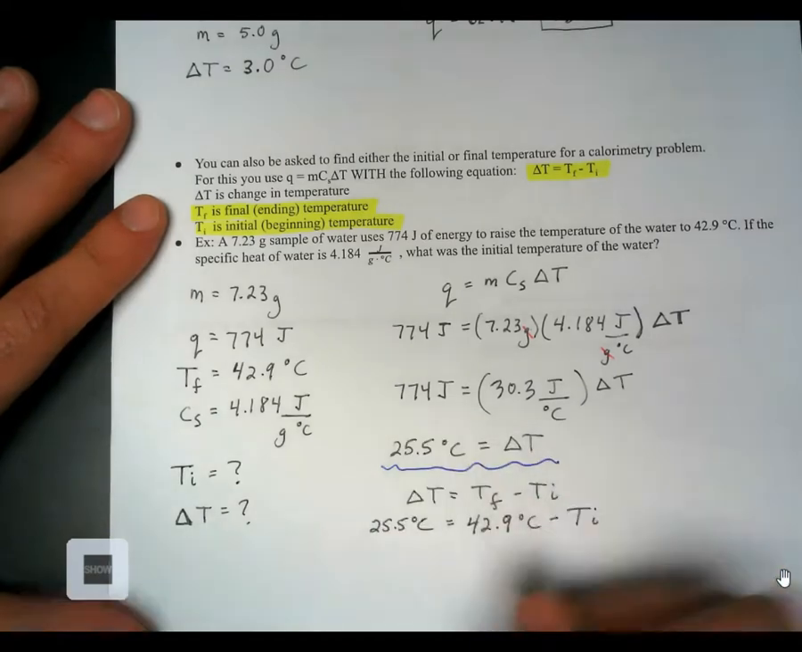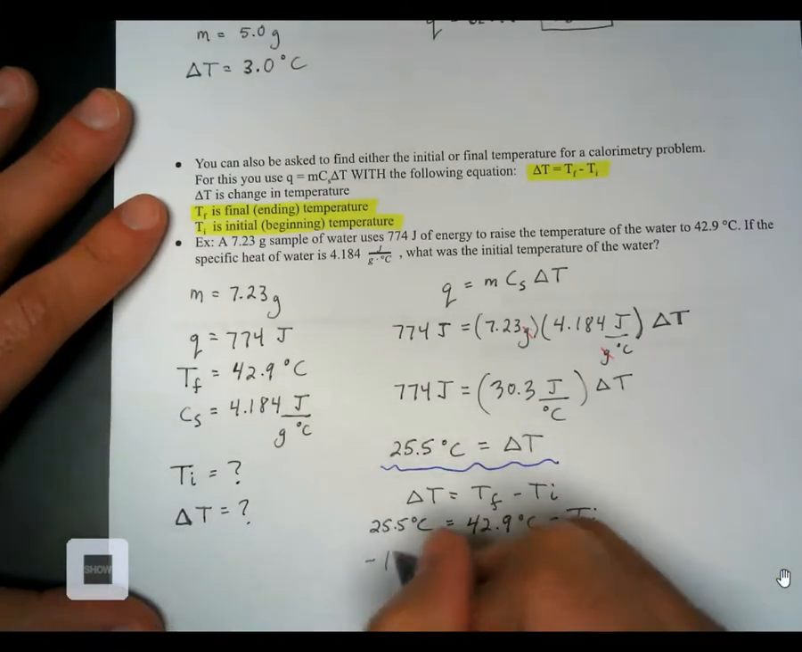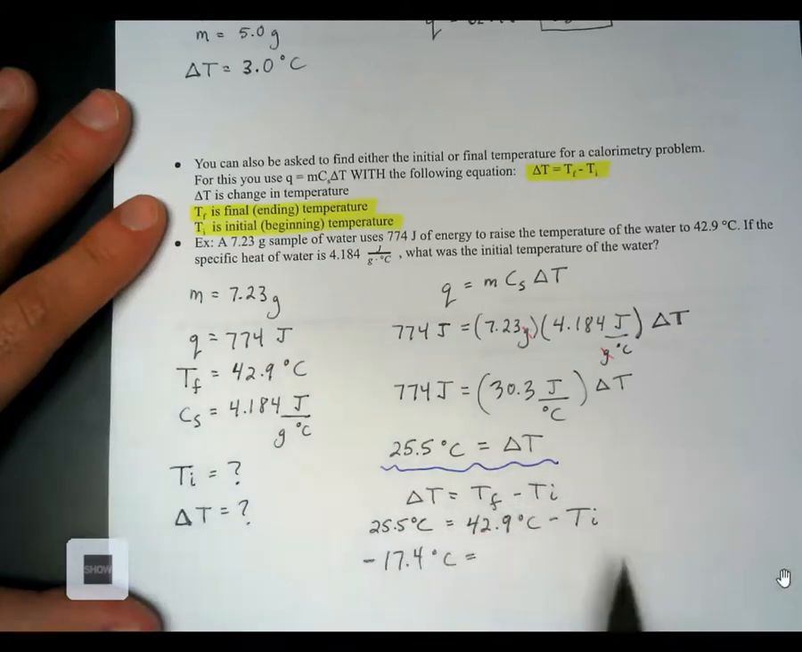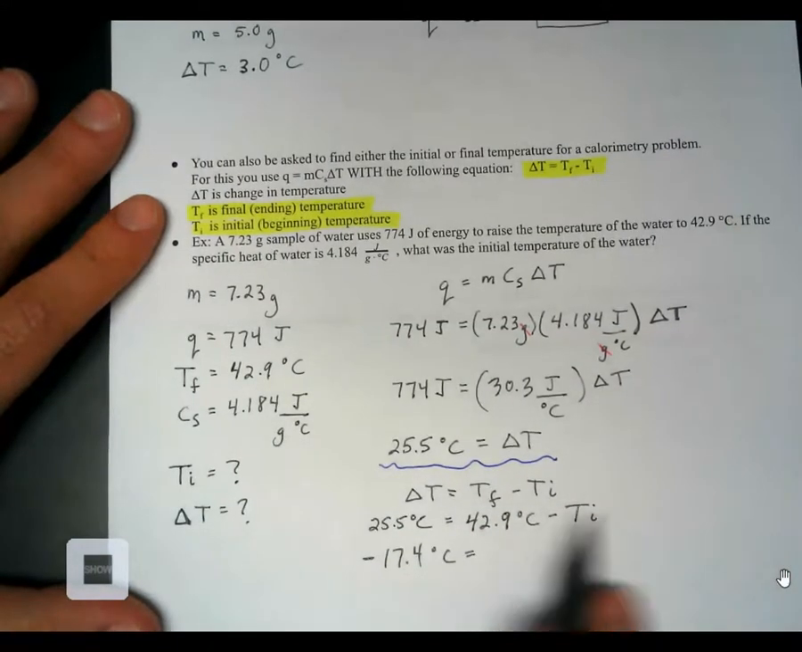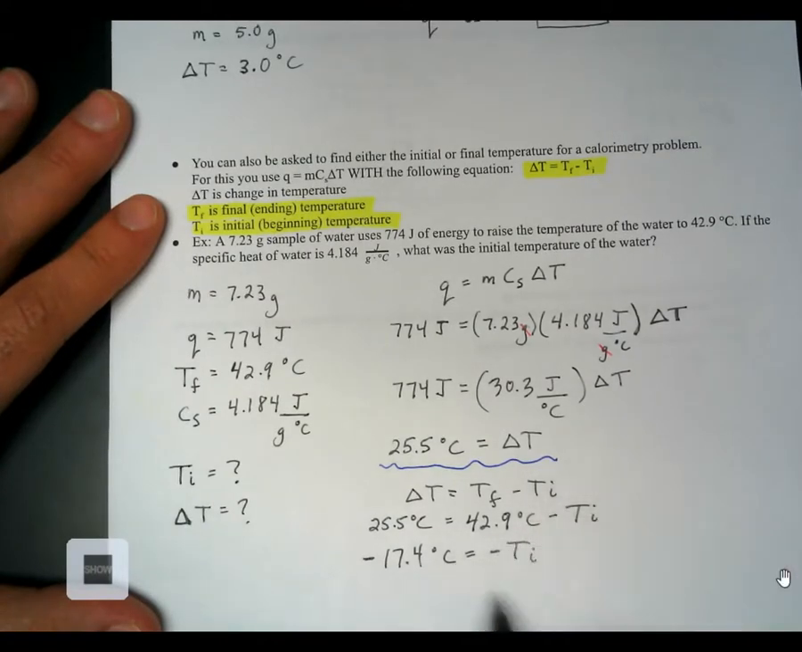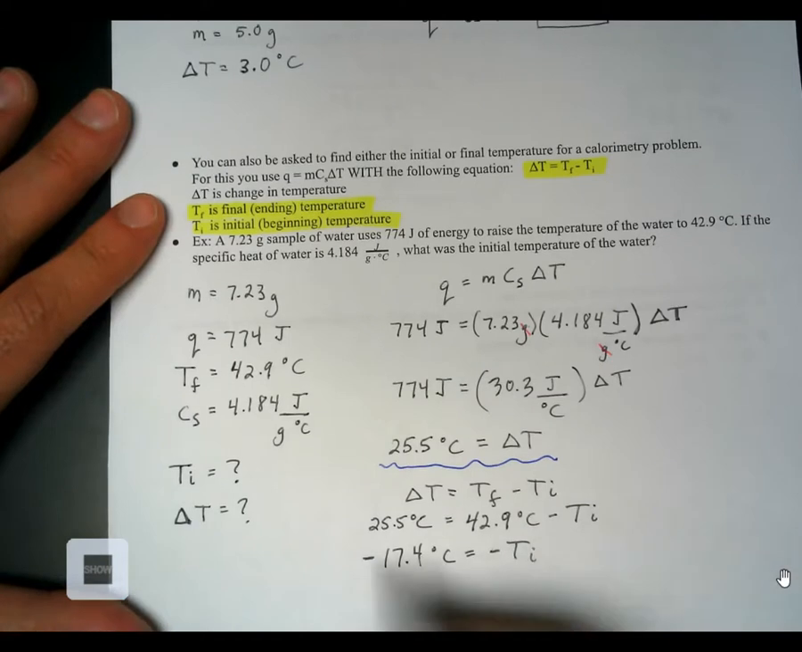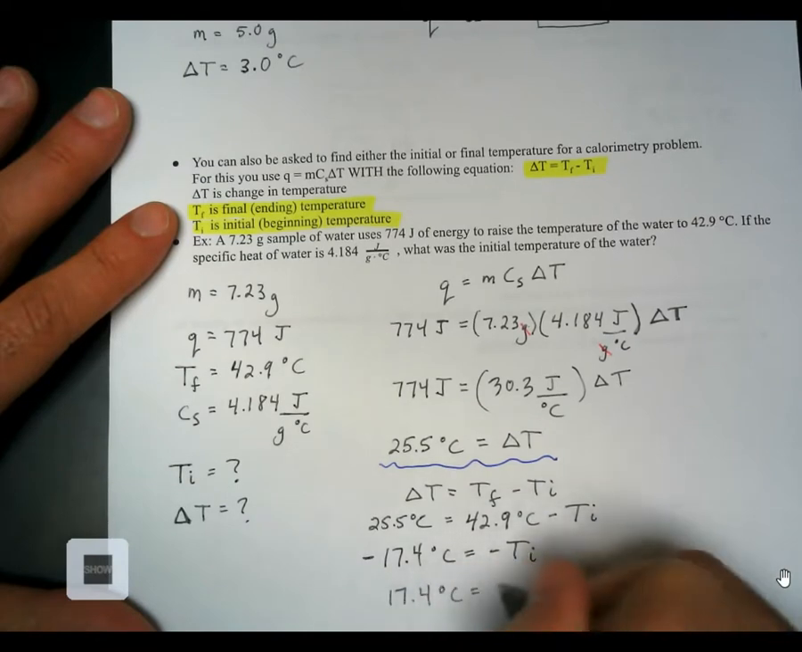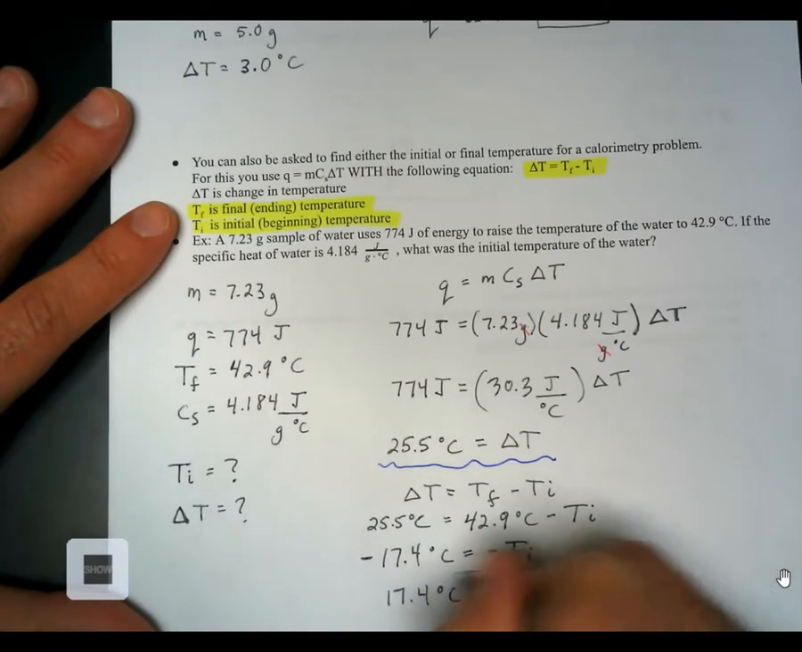We get a negative 17.4, and you got to be careful. If you look what's left over here, it's negative T sub I. So the negatives cancel. So it's positive 17.4 degrees Celsius was our initial temp.